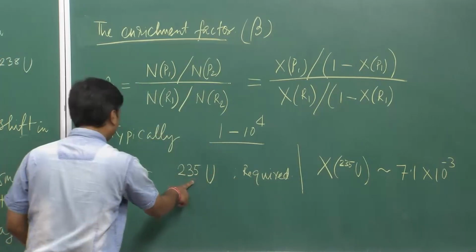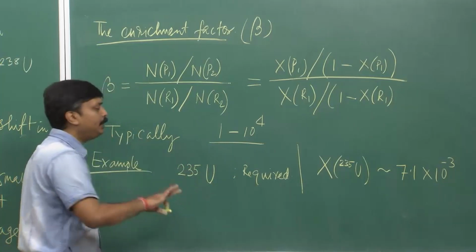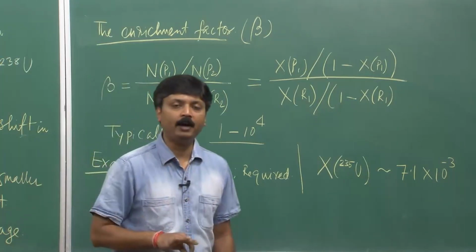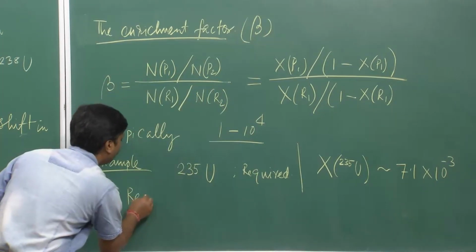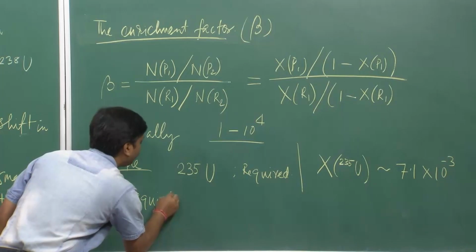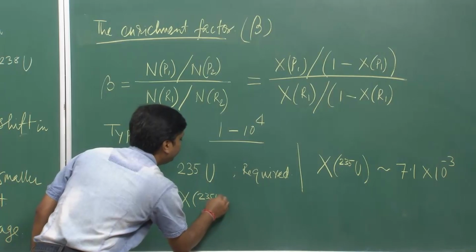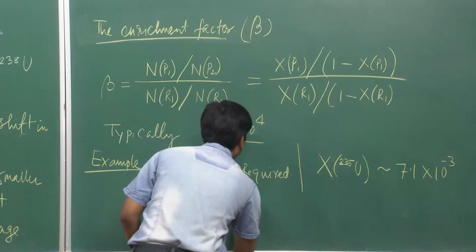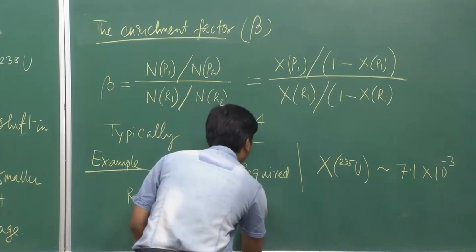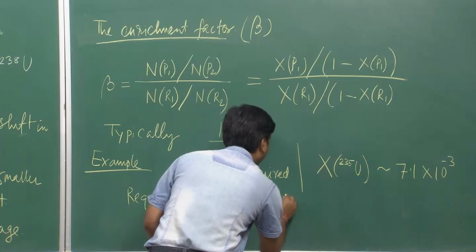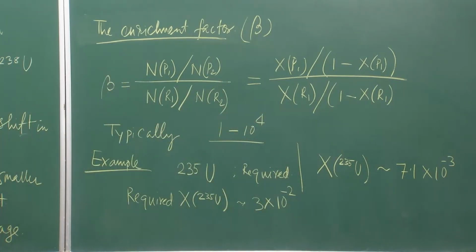So we require the 235 isotope, and not only that, if I want to really be able to use uranium 235 in the reactor, the required mole fraction X of uranium 235 is approximately 3 into 10 to the power minus 2. Okay. So, this is my requirement, all right.